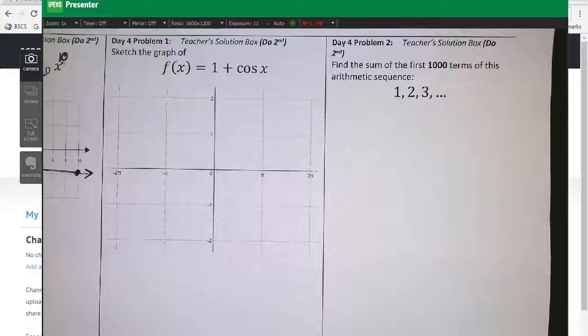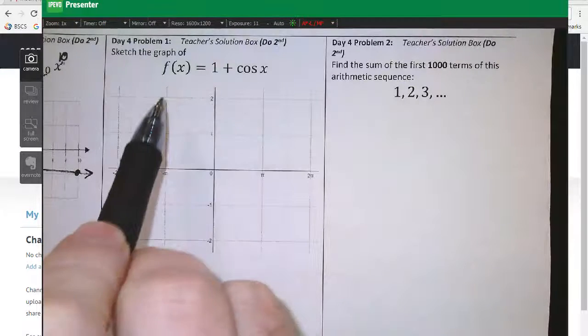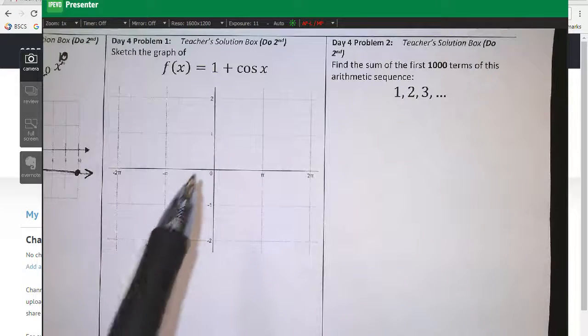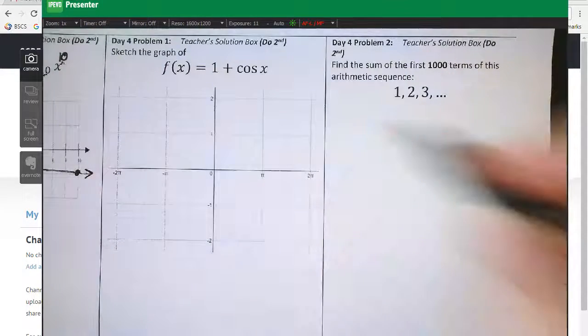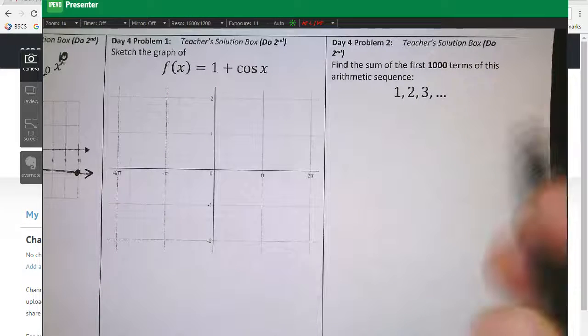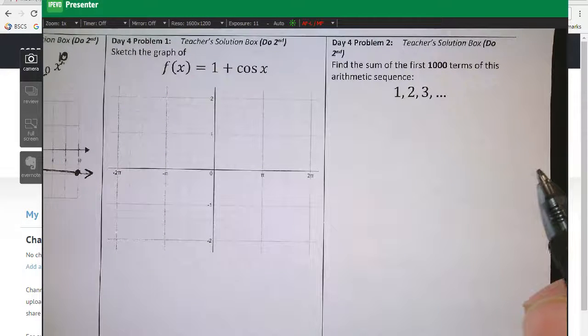Here's the answer for day 4, problem 1. Sketch the graph of f of x equals 1 plus the cosine of x. I'm expecting a wave function. We just need to find some dots that we can then connect with a smooth curve.